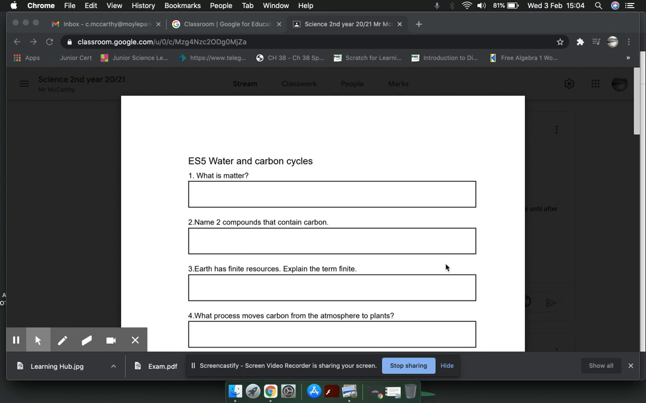Right, lads, we're going to use this video here to help correct your homework questions. Okay, so for today, you were working on the carbon cycle. We'll start here with question 1.